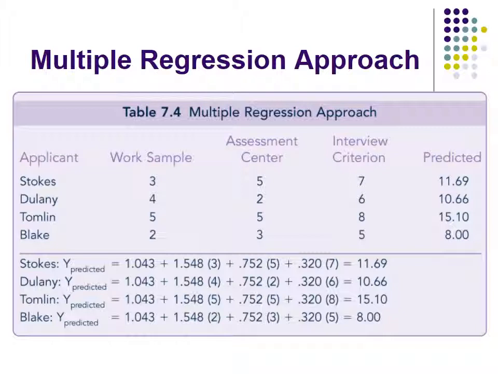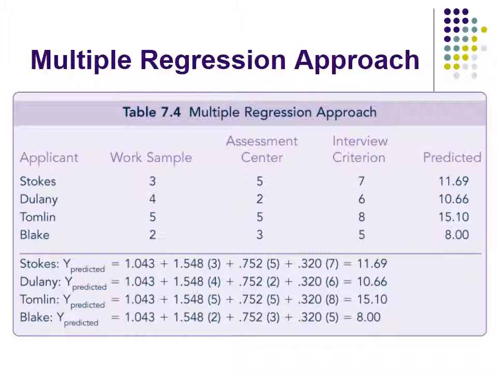They're then added to the equation that has been created by past validation studies. So if you look again at the Stokes line on the Y predicted at the bottom there, 1.043 is the same for every single applicant. That basically is the number of what their performance would be rated at on a scale of 1 to 20 if they actually had zeros on all of their performance measures.